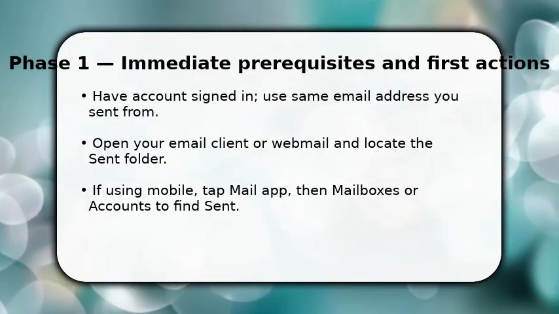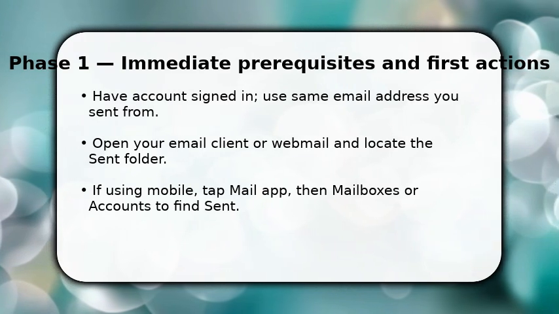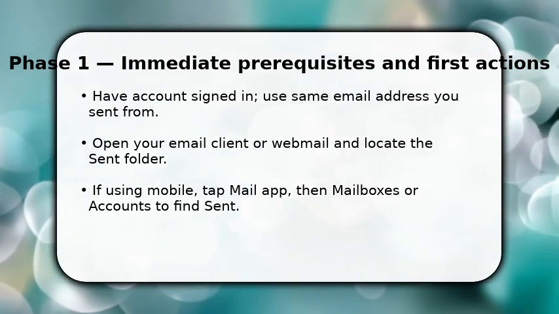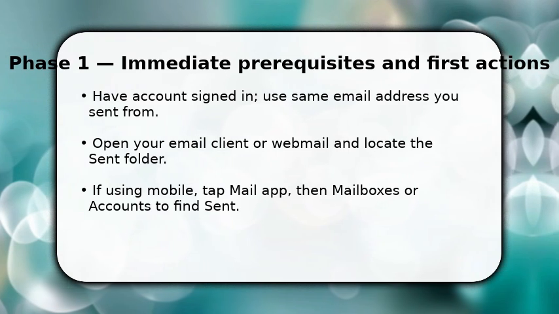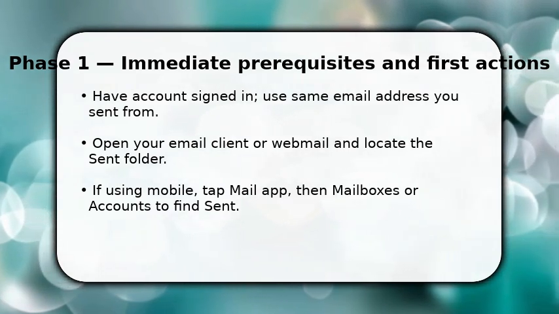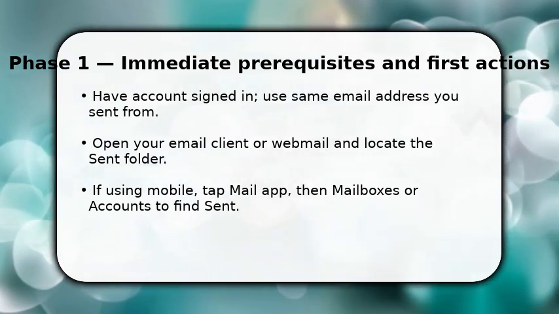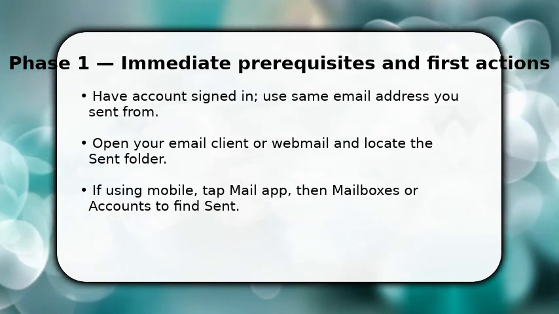You already signed in. Now open your Mail app or webmail and go straight to Sent. Locate the folder labeled Sent, Sent Mail, or Sent Items. This stores messages you sent. Once there, scan the list by date. Newest messages appear at top in most clients.